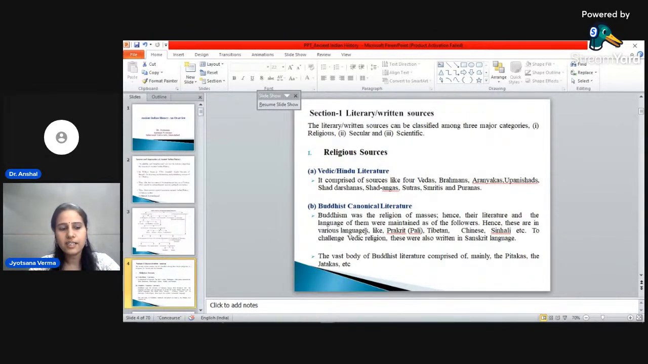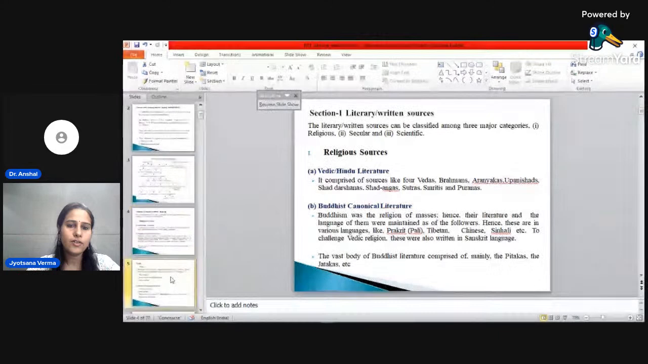Another category is Buddhist literature. Basically, the known Buddhist literature is the Tripitaka. The Tripitaka is divided into three categories: Sutta Pitaka, Vinaya Pitaka, and Abhidhamma Pitaka. Another Buddhist text is the Milinda Panho, which is also Buddhist literature. Next is the Divyavadana. These are the Buddhist literature. Through these we know ancient history from the period of Buddhism and Jainism.